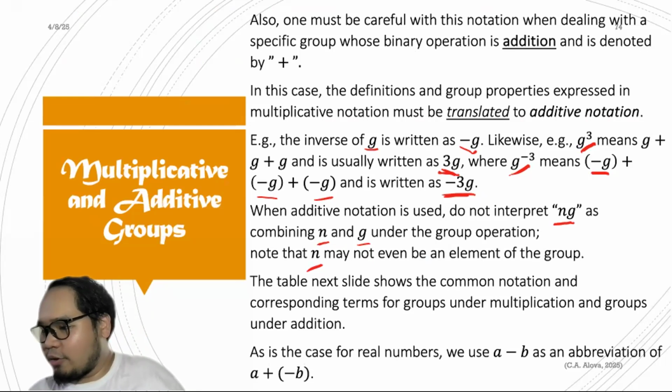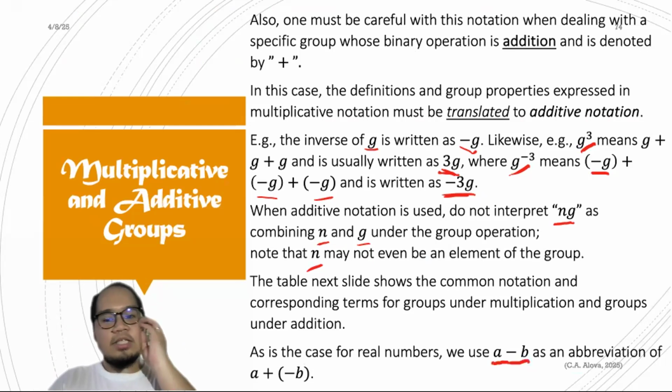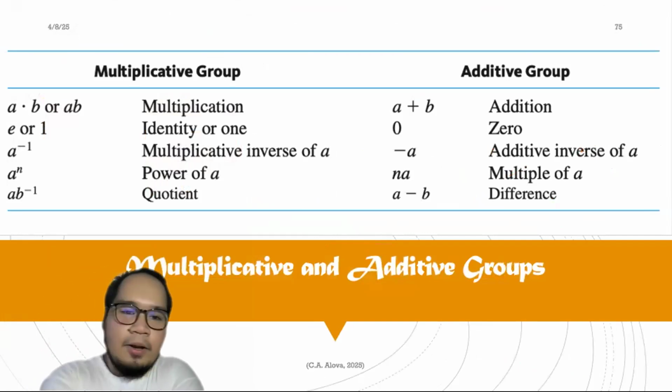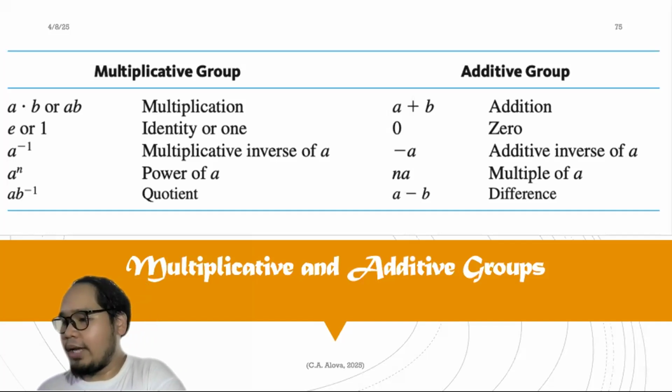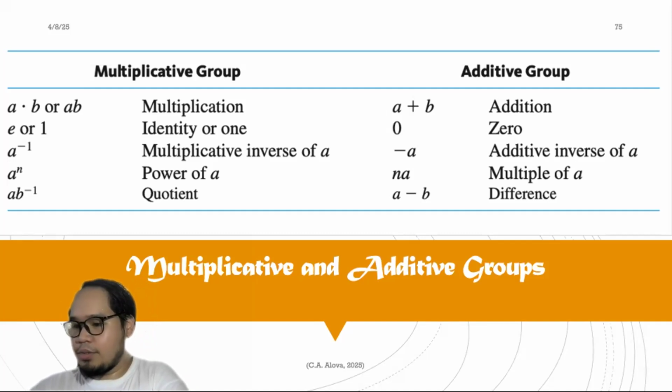As in the case for real numbers, a minus b is abbreviated as a plus -b. These are all the properties for multiplicative groups and additive groups so far: their identity, their additive inverse, their multiplicative inverse, their power, and their difference as well. So you may have this in your notes so that you'll have the copy.